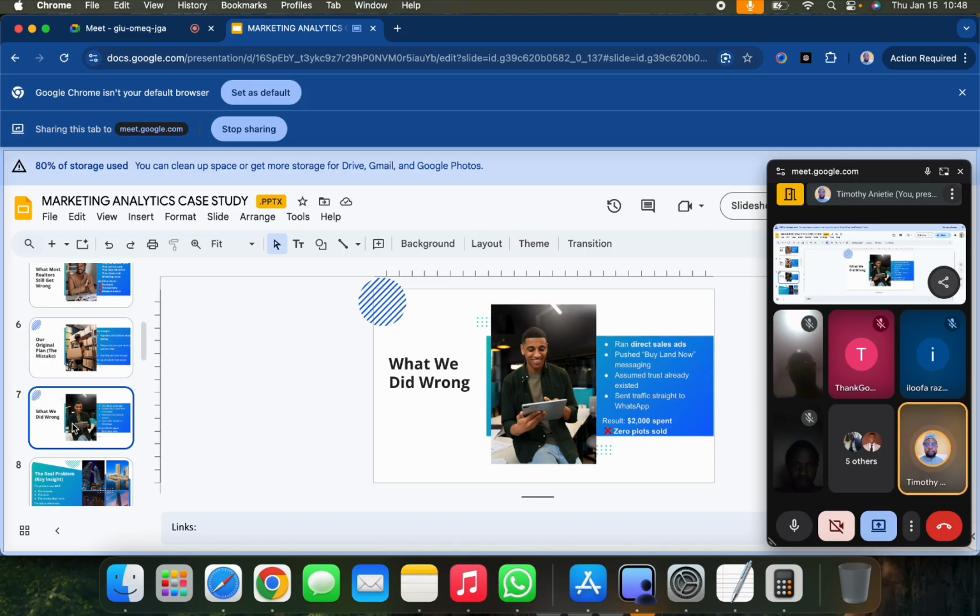We also said, okay, maybe we should push buy land now messaging, all right, and send people to WhatsApp or Instagram messages. Maybe they don't like landing pages, all right. So still, many people sent messages and then nothing came up. At the end of the day, we also said maybe we have been posting every day now for the past 2 years. We've been posting as long as we started, and then they should know that we have a reputation in this business. Guess what?